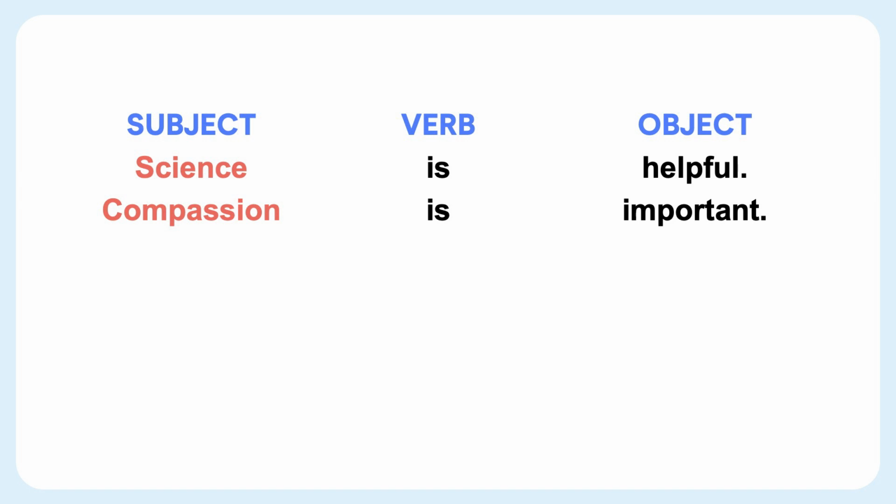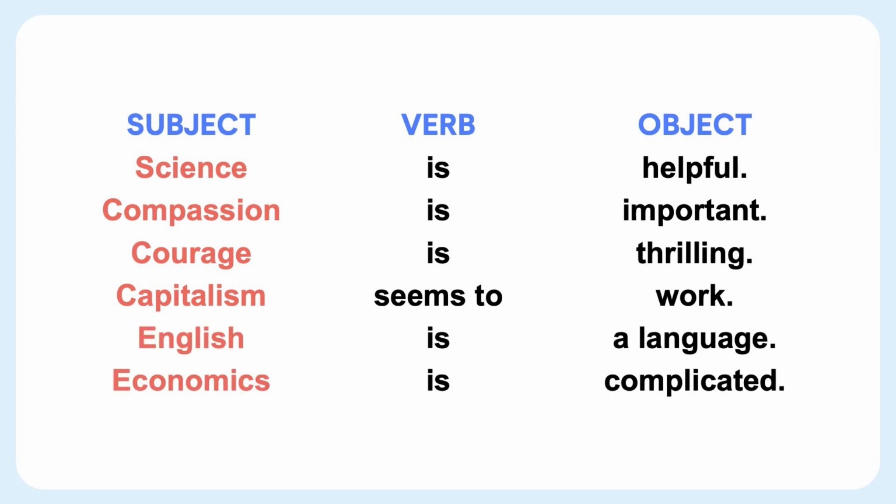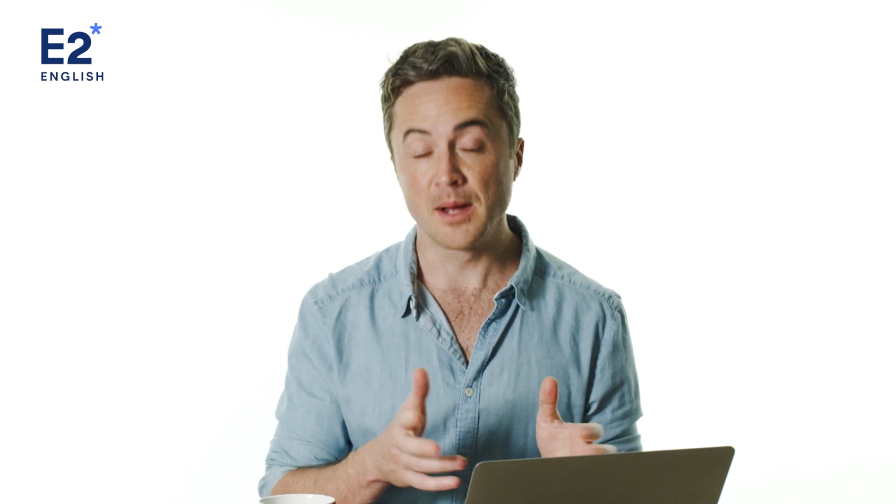An abstract noun can also be the subject of a sentence, like science is helpful. Compassion is important. Courage is thrilling. Capitalism seems to work. English is a language. Economics is complicated. So you can see that abstract nouns work the same way as a concrete noun in a sentence, but you do need to be careful.